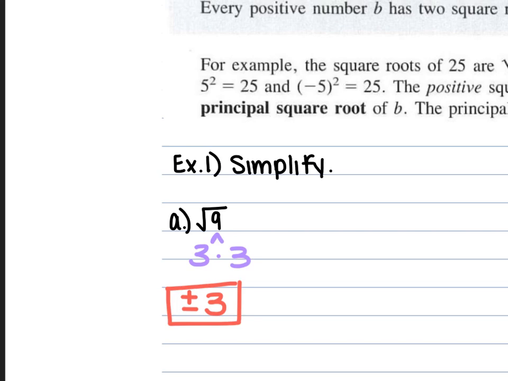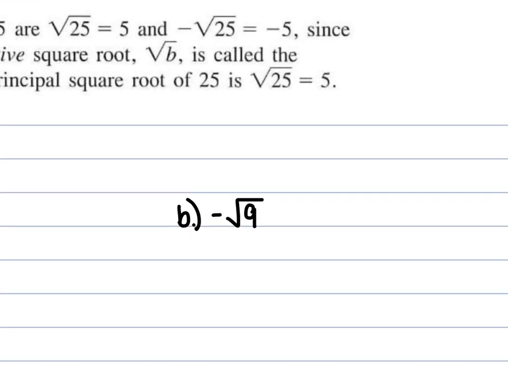The only time that you will not have to do that plus or minus is if there's something like B where you have a negative square root of 9. So we know that 3 times 3 is 9, but that negative out front is going to tell us that it's negative 3. So the negative square root of 9 is negative 3.